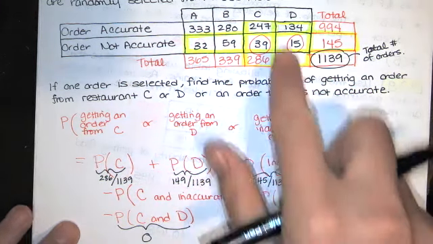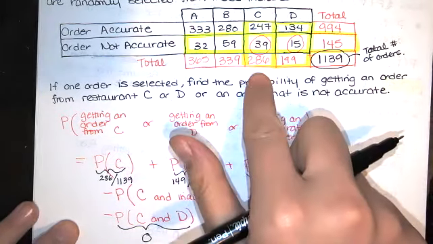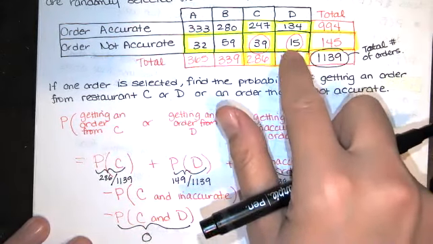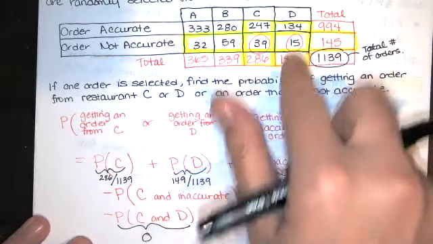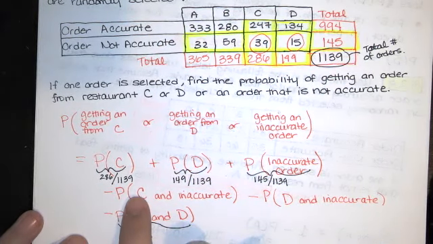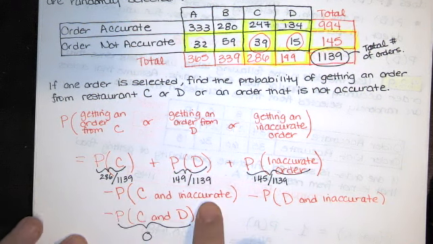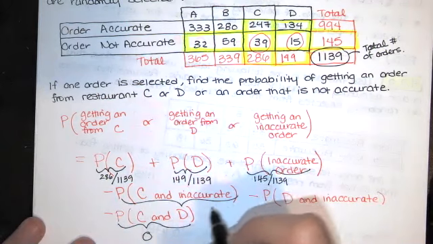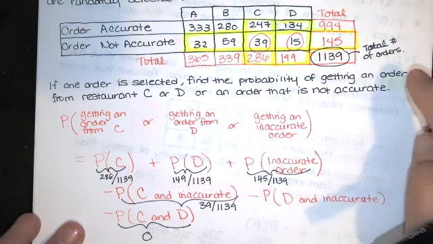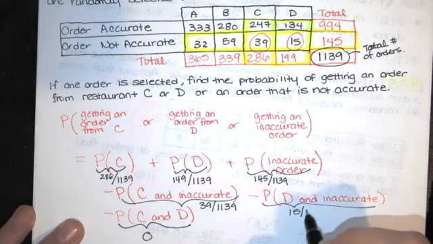But if I add those together, I accidentally counted these guys twice. I counted these 39 with the inaccurate orders, and I counted them with the orders from restaurant C. I also counted these 15 orders that were inaccurate with the inaccurate orders and with restaurant D. So I need to subtract those. So I need to subtract the probability that the order came from restaurant C and it was inaccurate. So that's subtracting 39 out of 1139. And then we're subtracting the probability that the order came from restaurant D and is inaccurate. So that's 15 out of 1139.